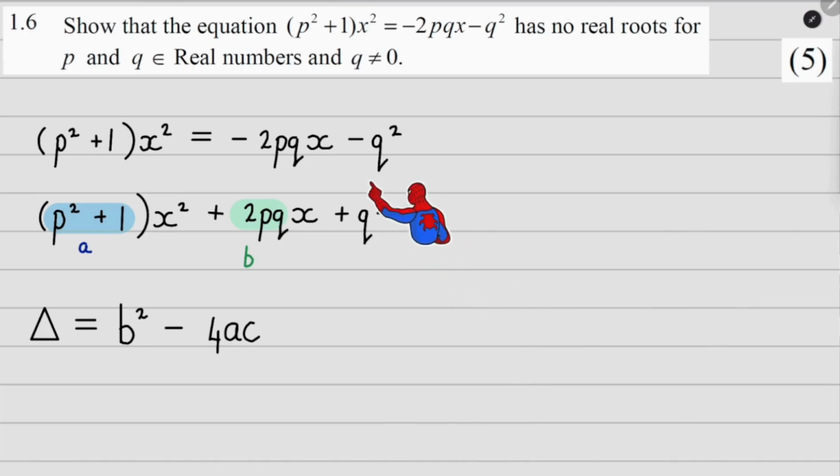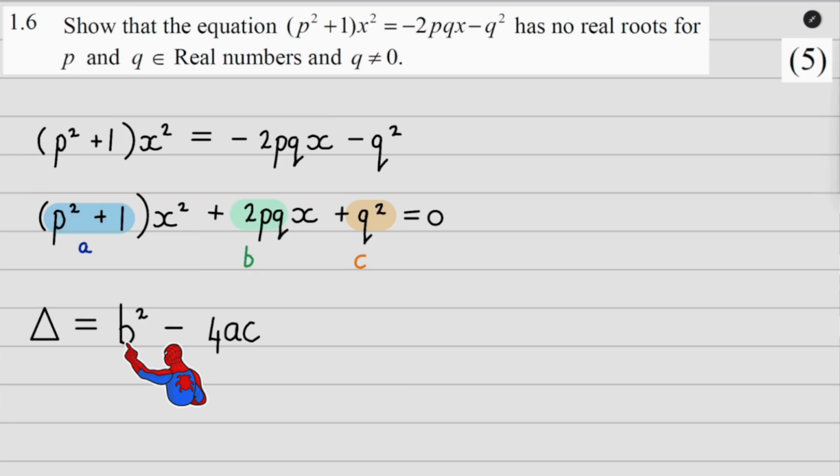And lastly, everything that does not have an x is my c value. And once that's out the way, we're going to sub those guys into the discriminant formula. Now, when you sub into the discriminant formula, there should be no x's there. So we do not take the x squared or the x. They disappear when we go into the step.